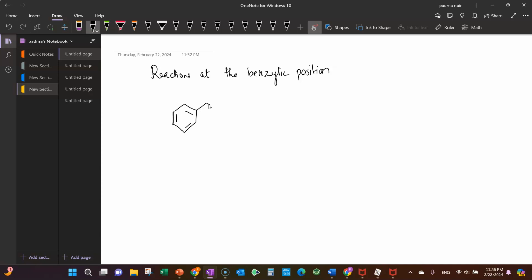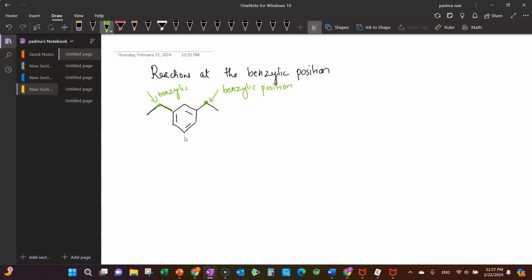So if you have an alkyl group like this, then this carbon atom will be the benzylic position. You can have a benzylic position on this side too. So for example, if you have an alkyl group here, that would be a benzylic position again, this green carbon atom. Let's write it down.